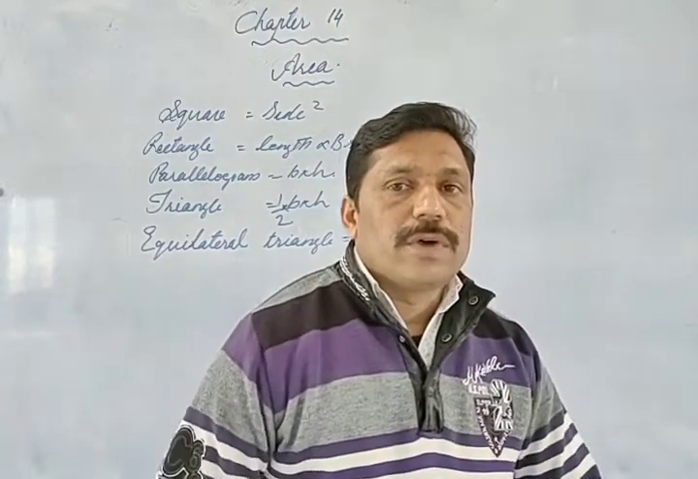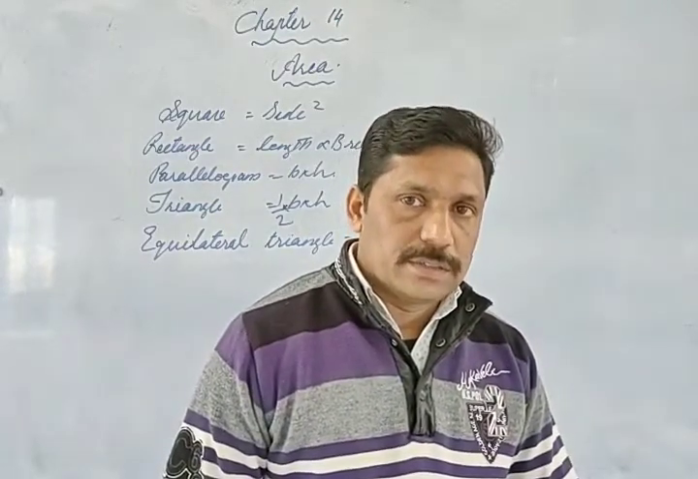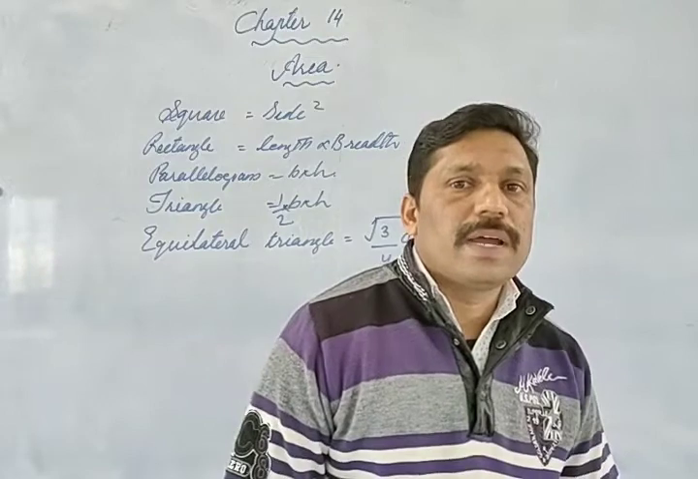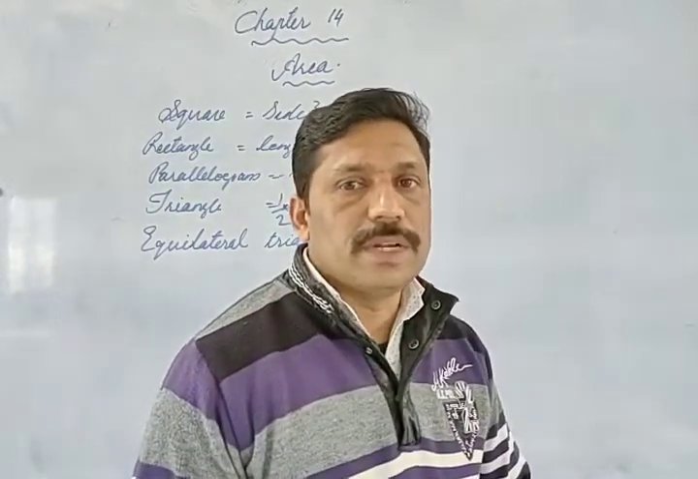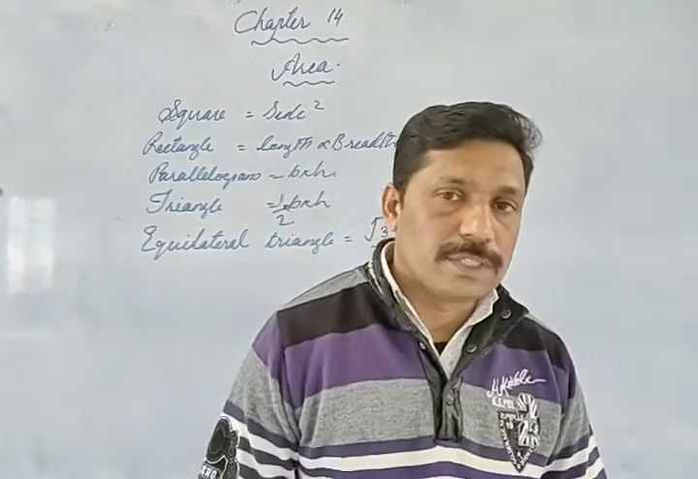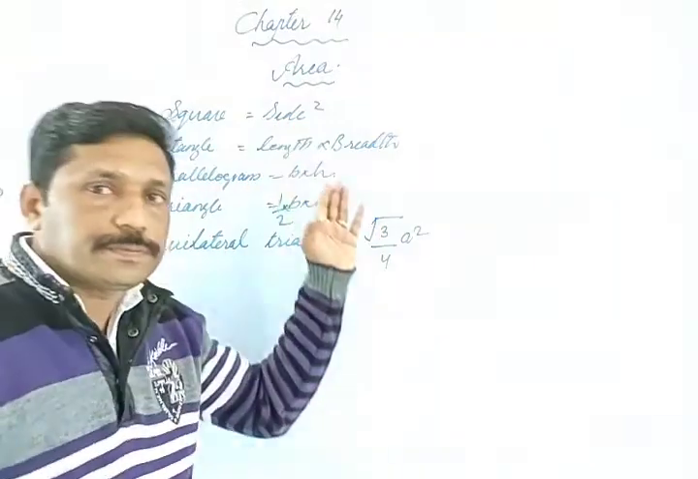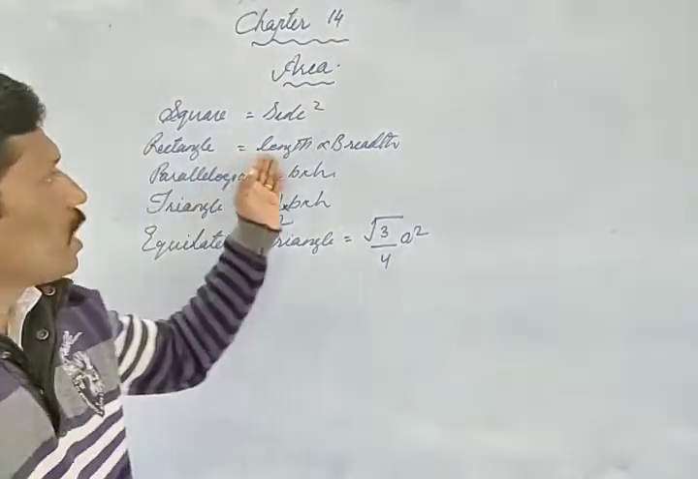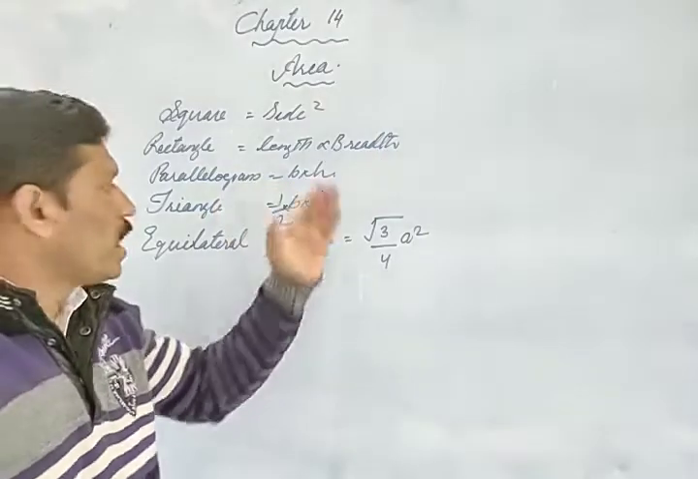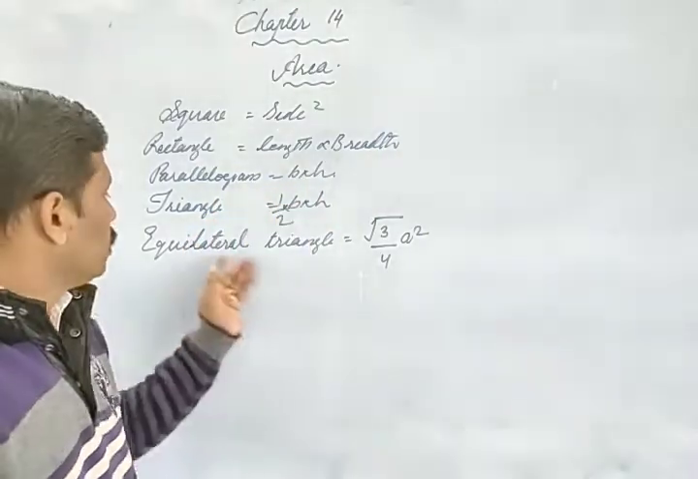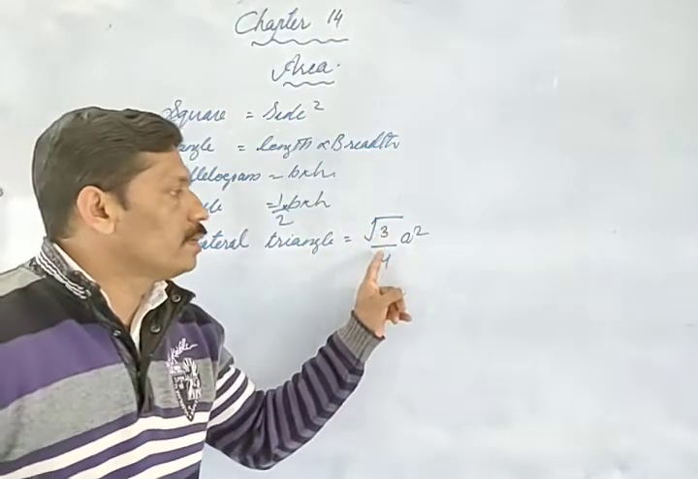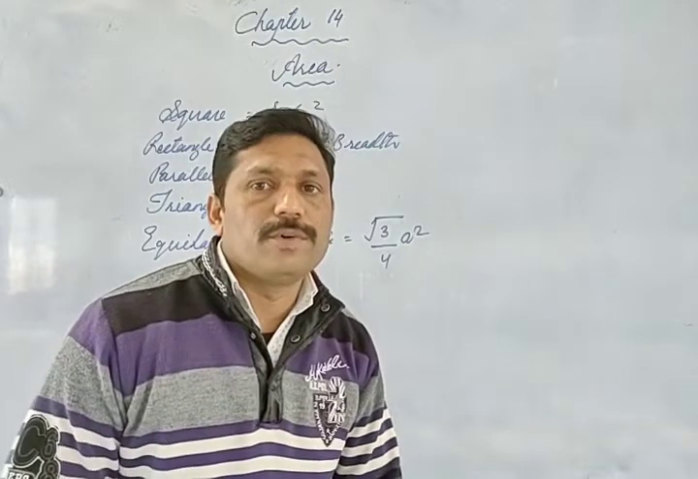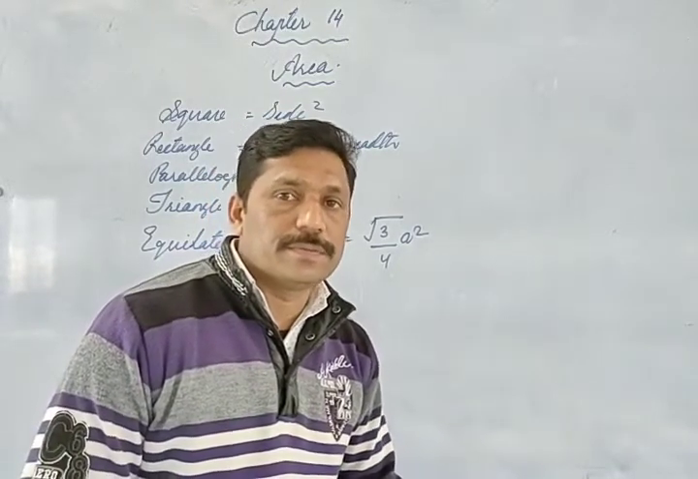Now we are going to study how to find out the area of composite figures. By using these formulas, how we find out the area of different figures. So by doing the examples from the exercise, we will see how to find out the area of the composite figures. Some formulas you want to keep in mind. Area of the square, side square; rectangle, length into breadth; parallelogram, base into height; triangle, half into base into height; and equilateral triangle, root 3 upon 4 into a square. These are the formulas. Now we move to the exercise part of chapter 14. Let us see.